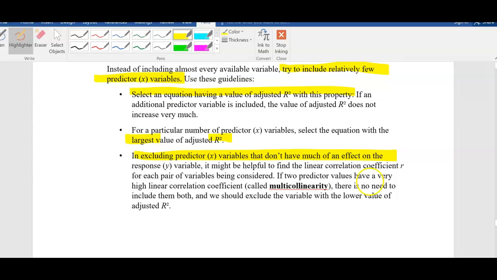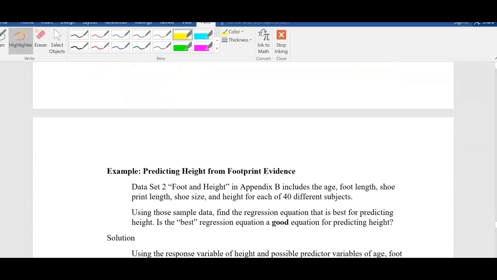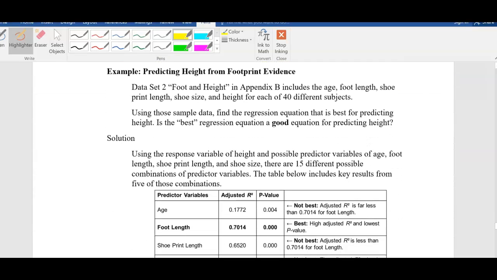If 2 predictors have very high linear correlation coefficients, there's no need to include both of them. So if they both give me the same answer, we only use one. Okay? We exclude the one with the lower value because we always want the higher. But if they're relatively the same, no reason to have both. That's too much work.